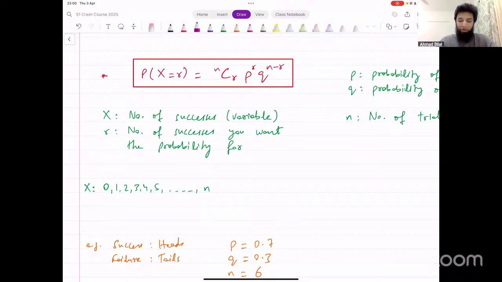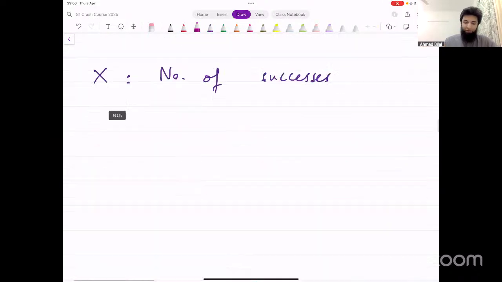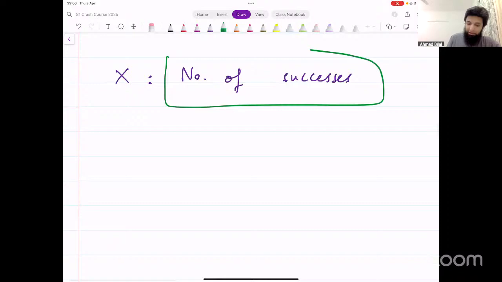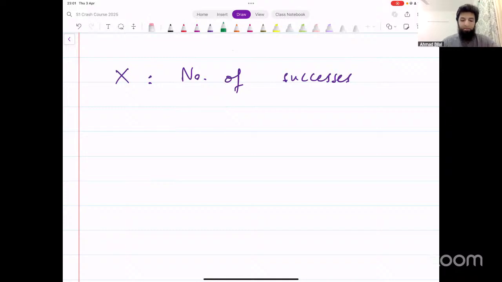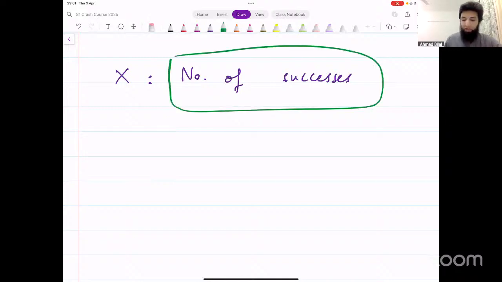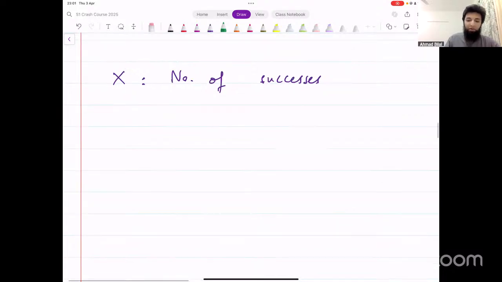How would you do that? The first thing that you need to keep in mind is that you would always be looking for the probability of getting a certain number of successes. So whenever you talk about the probability of getting a certain number of successes, that's a hint that you may be required to use binomial distribution. So that's the first hint and the most important hint that you would have, that you're looking for the probability of having a certain number of successes. Number of successes is the keyword that you will have in binomial distribution.